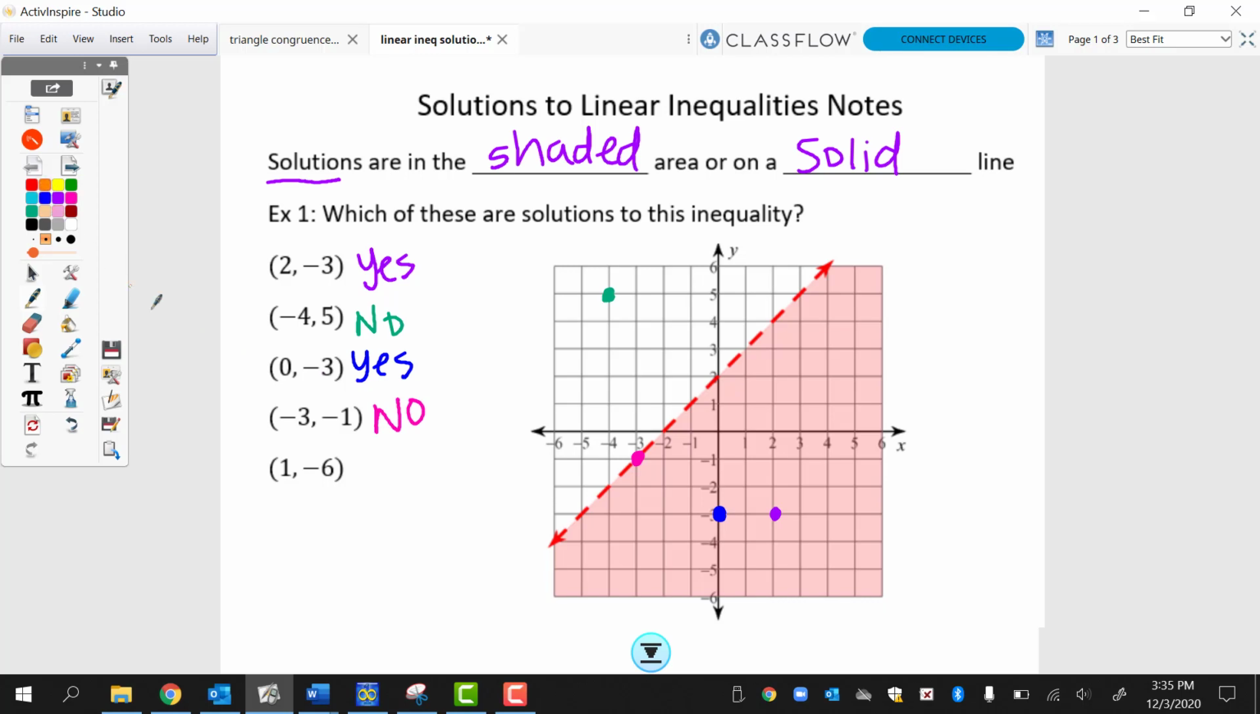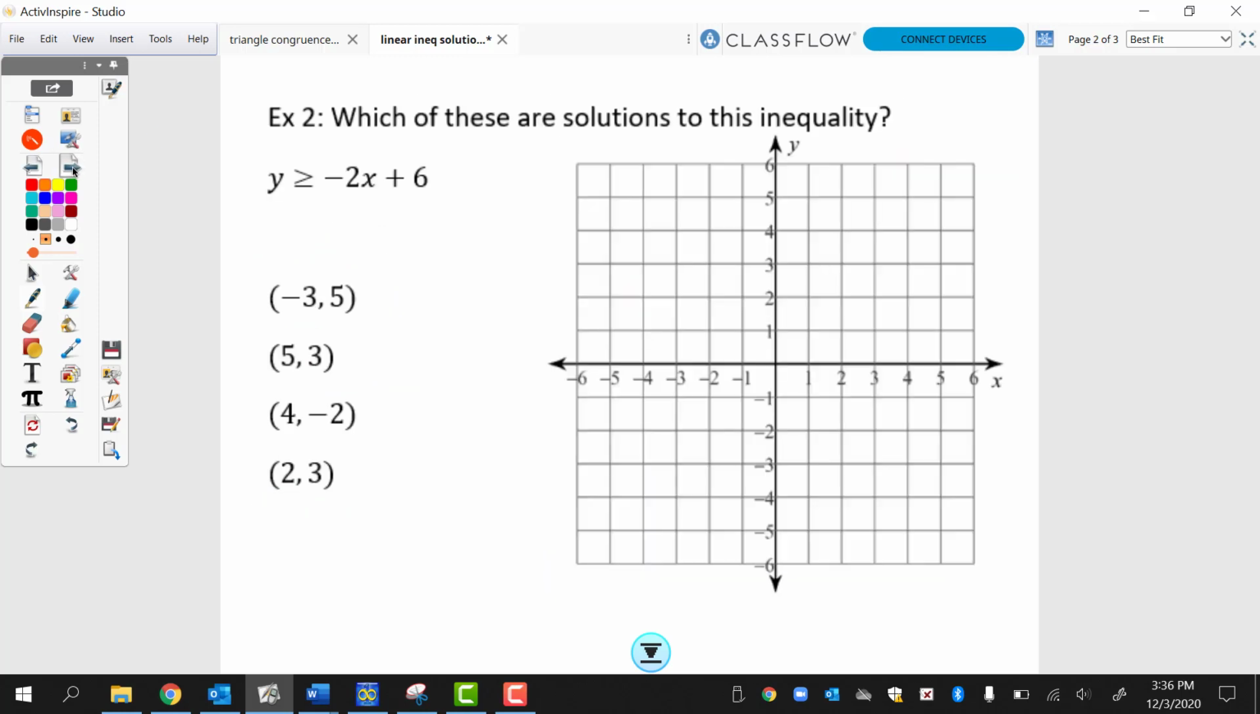And then last one, 1 comma negative 6 is over 1, and then negative 6 is down here. Is that in the shaded? Yes. So then, yes, that's a solution. So our answers were this one, and this one, all solutions. And if you look at your picture, you can tell which ones are a yes and a no. Are they in the shaded part? That's how we know.